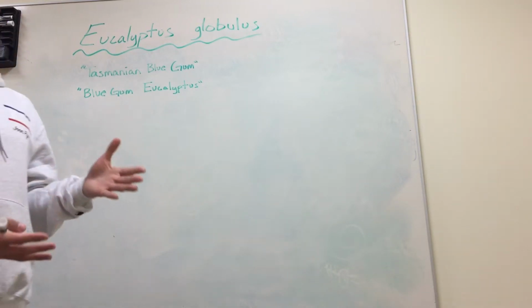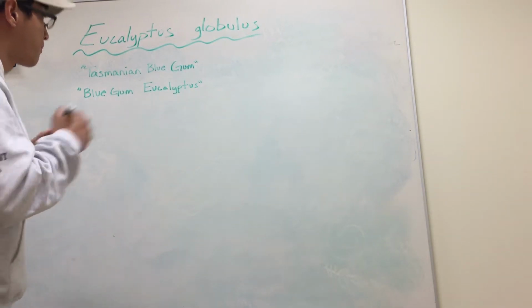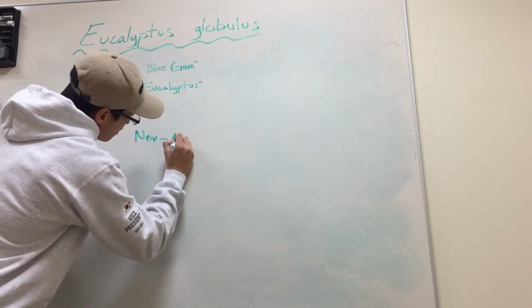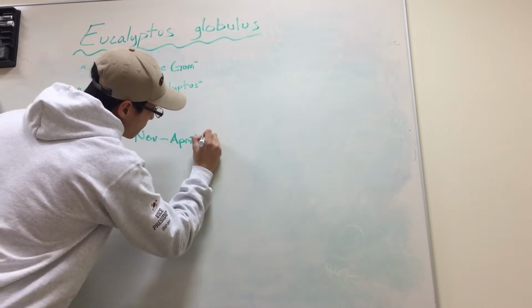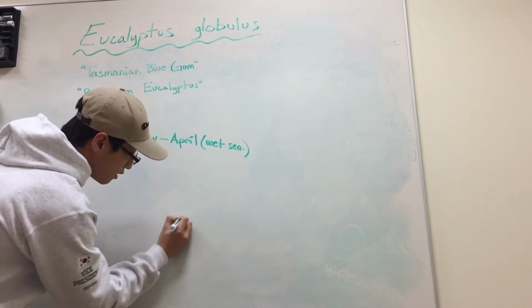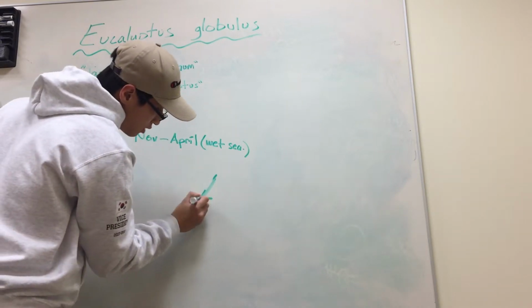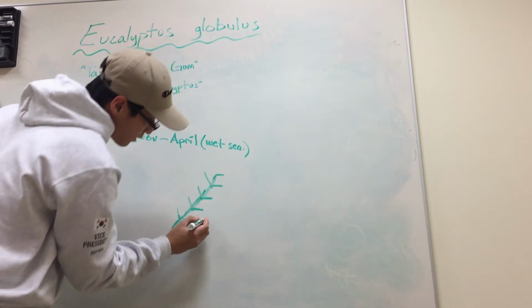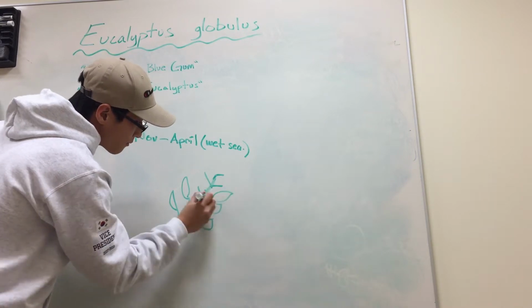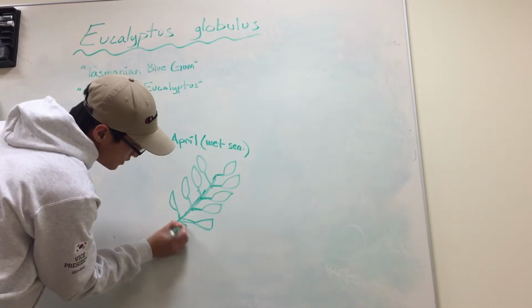So in terms of the phenology, the eucalyptus in California flowers from November to April during the wet season. So here I'm just going to draw a quick picture. November. The leaves. And then here are the seeds.